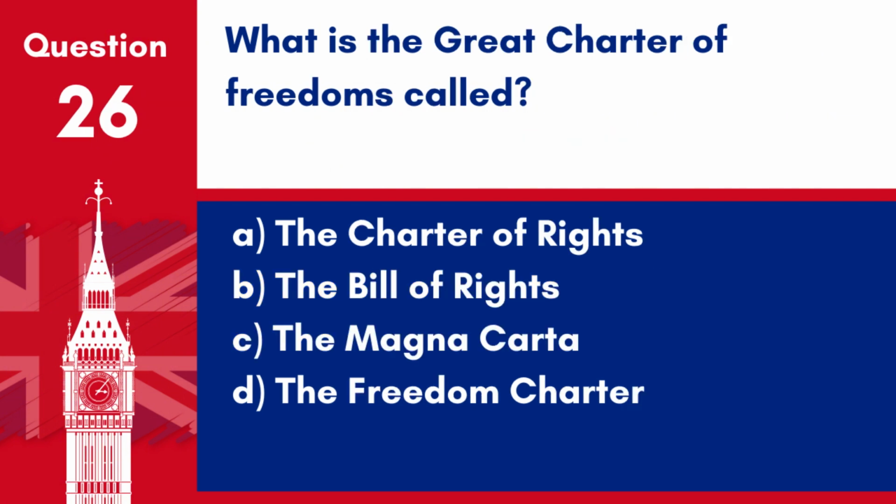Question 26. What is the Great Charter of Freedoms called? A. The Charter of Rights. B. The Bill of Rights. C. The Magna Carta. D. The Freedom Charter. Answer. C. The Magna Carta. The Great Charter of Freedoms is known as the Magna Carta, signed in 1215.